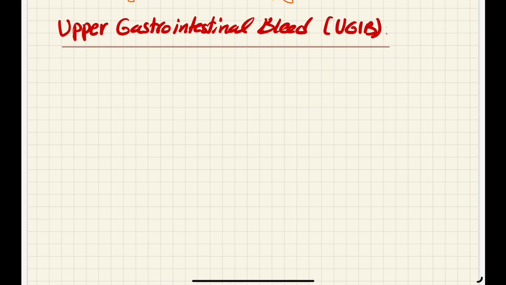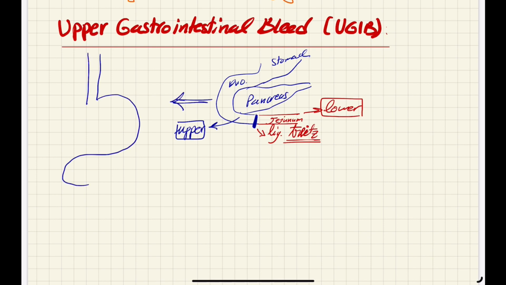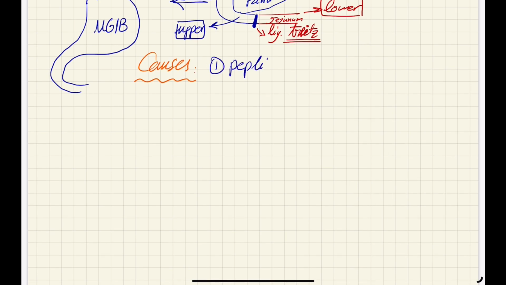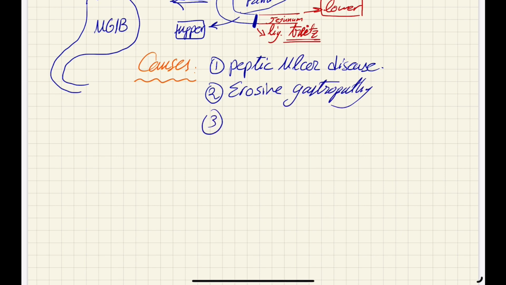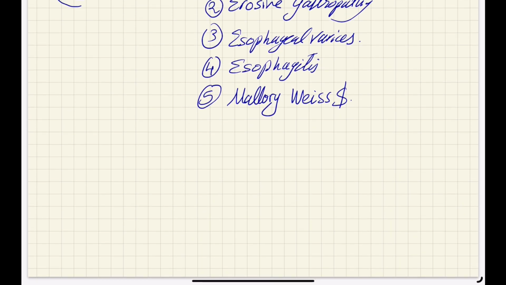So remember, an upper gastrointestinal bleed, as the definition says, is bleeding proximal to the ligament of Treitz, so it includes the esophagus, the stomach, and the duodenum as the location of the bleed, and lower is distal to the Treitz ligament. Now, causes of upper gastrointestinal bleed include peptic ulcer disease, erosive gastropathy, esophageal varices, esophagitis, and Mallory-Weiss syndrome. We'll discuss most of these disorders. Also, gastric cancer and esophageal cancer might present as gastrointestinal bleed.